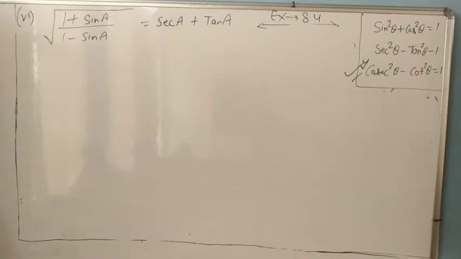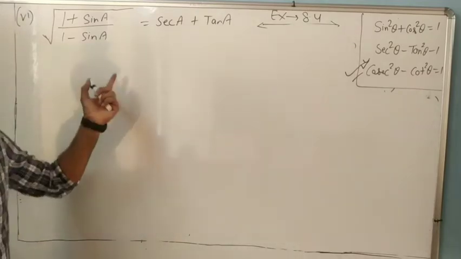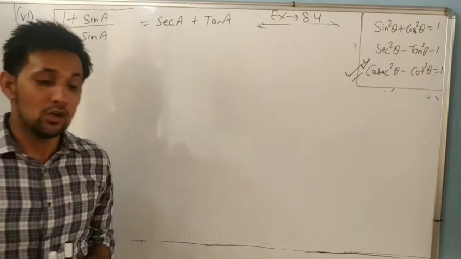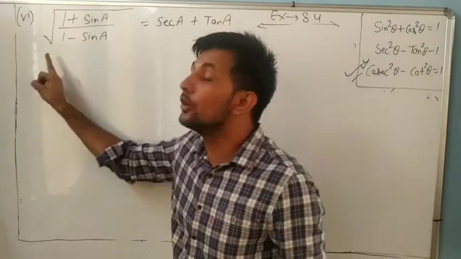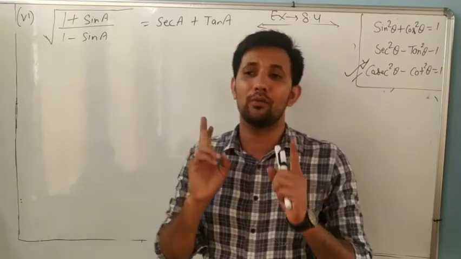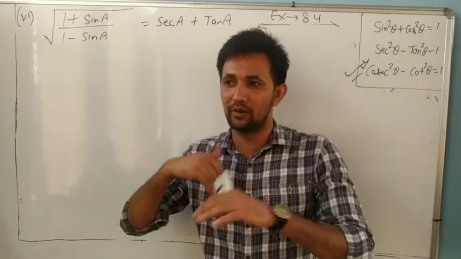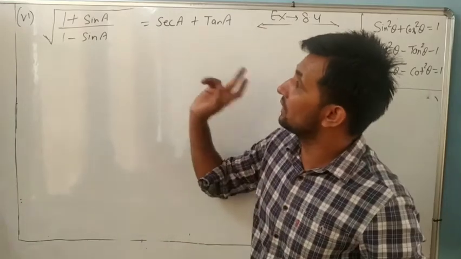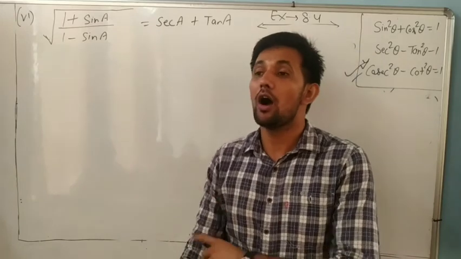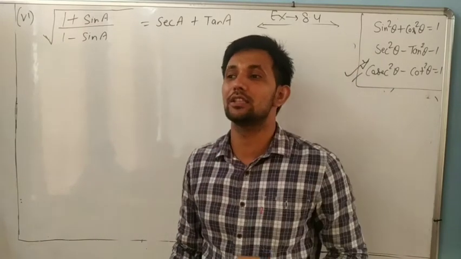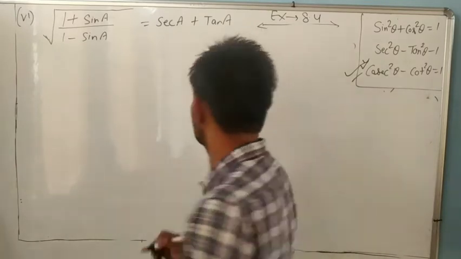Look here, sixth part. Under the root 1 plus sin A upon 1 minus sin A equals sec A plus tan A. Whenever there is an under-the-root, one thing always remember: first our focus is to remove the root. In every question we will always remove the square root first. And how can we remove the square root? Always using rationalization. Do you know in 9th class what is rationalization?